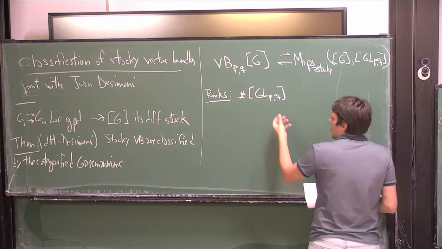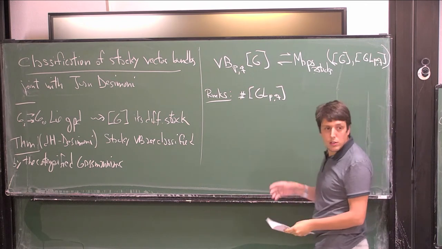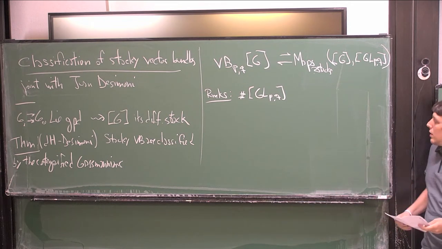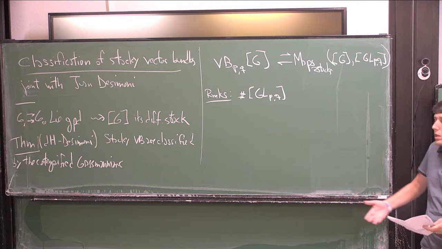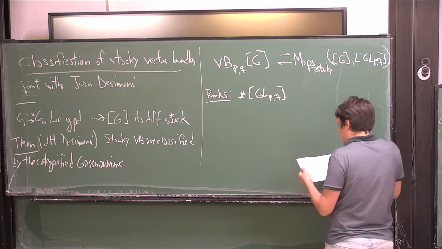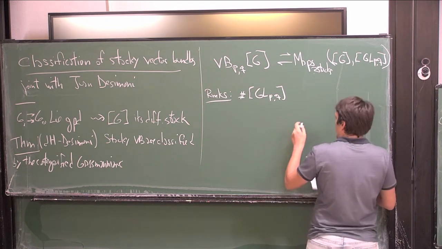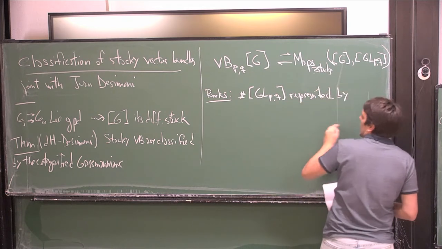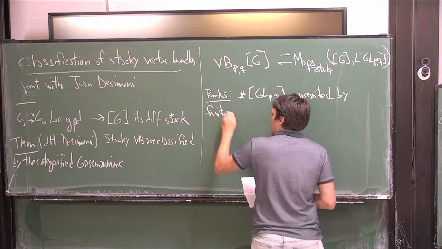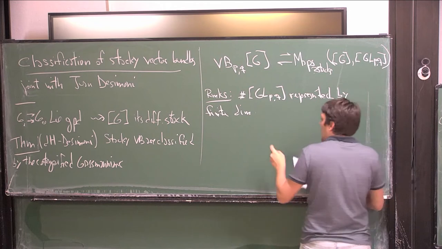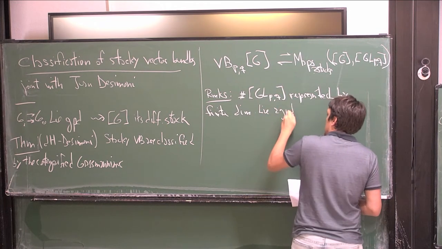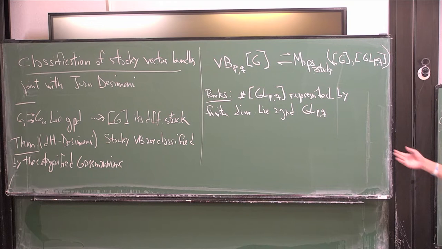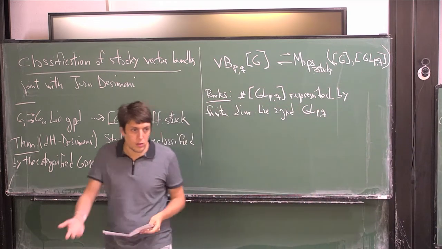So it is a two-stack. I'm going to get into details of what a two-stack is, but basically it's, let's say, the geometry behind the transverse geometry of a two-groupoid. And this is basically represented by a finite dimensional little groupoid, GL(p|q), very concrete.